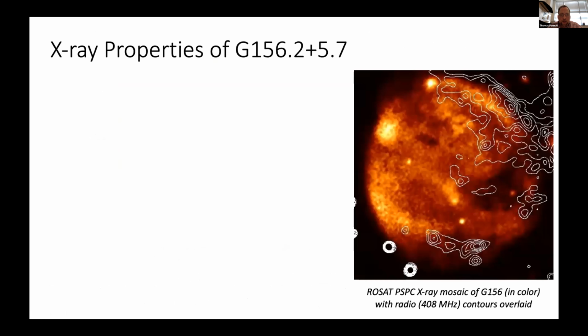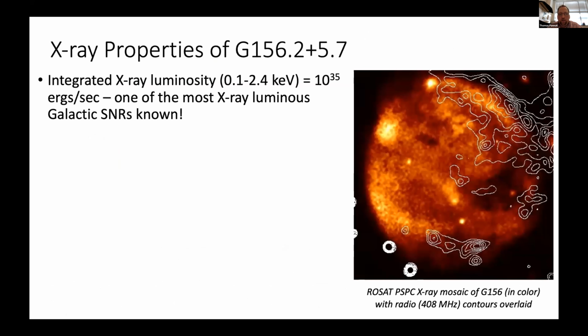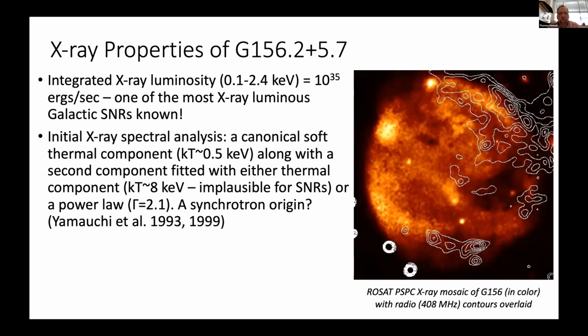Okay, so the X-ray properties of the remnant here. 10^35 ergs per second. This places it toward the higher end of the luminosity function of the X-ray emission from galactic remnants, which again is a remarkable contrast to the fact that it is so radio weak. The initial X-ray spectral analysis found that two components of X-ray emission were needed to fit its emission properly. And that's unusual as remnants go.